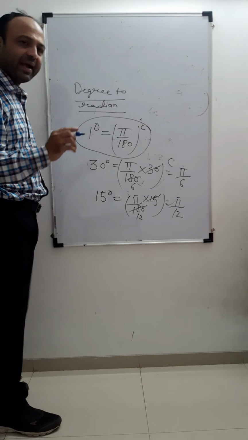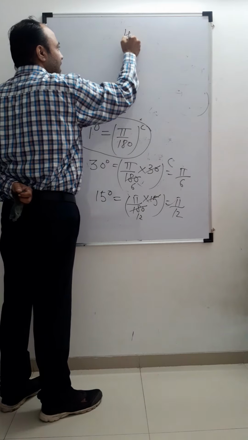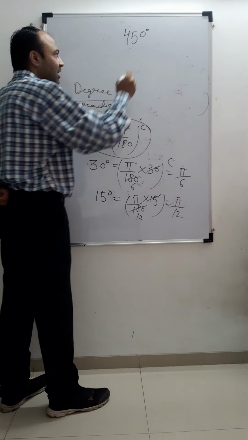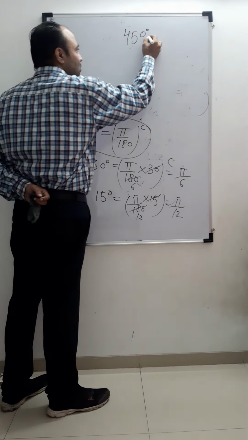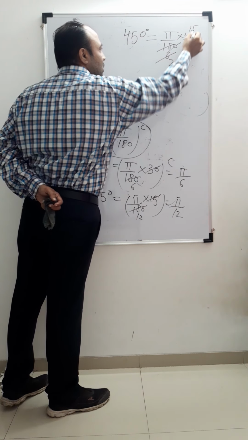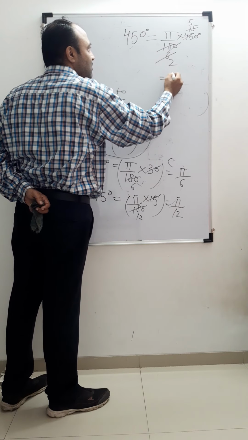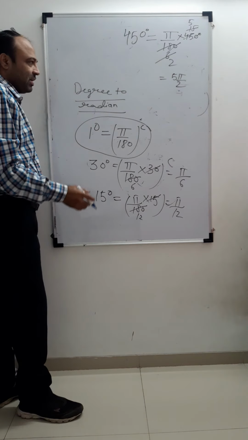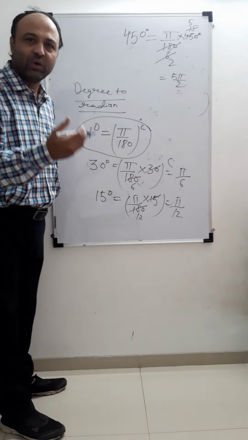Now suppose we have 450 degree. Now we have to convert it into radian. So what you do, as I have written, is pi upon 180 into 450 degree. This gets cancelled somewhere, and this is somewhere 9 into 5, then it is 2 into 5. So what comes? 5 pi by 2. Fine. So this way we can convert degree to radian.